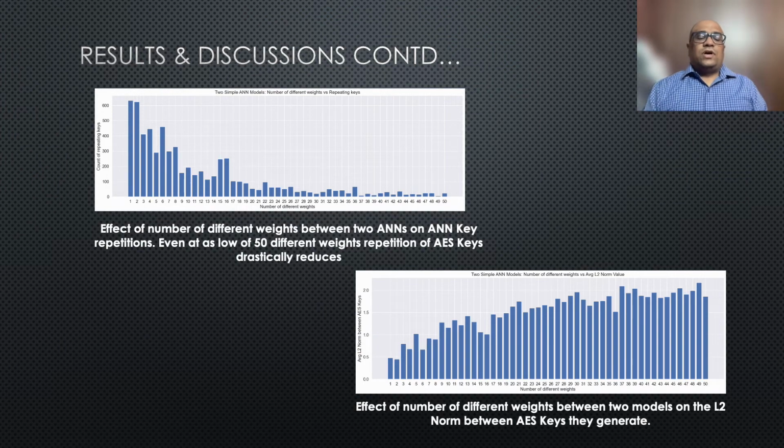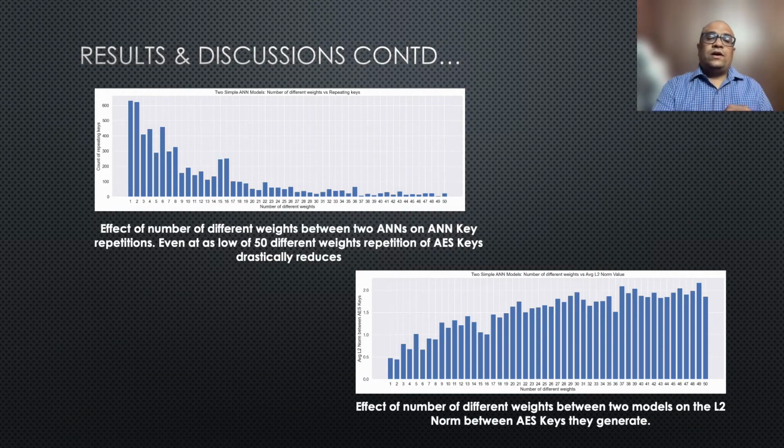An experiment was also conducted on how many different weights between two models can generate non-repeating keys. Initially, two models were taken with the same weights, and iteratively the number of different weights they have was slowly grown. Initially there was only one weight, and eventually the experiment went up to 50 different weights.